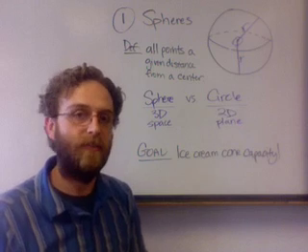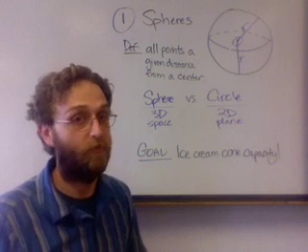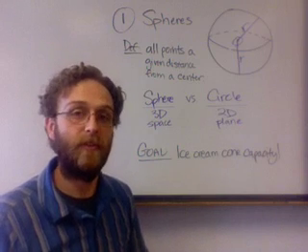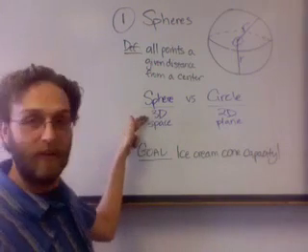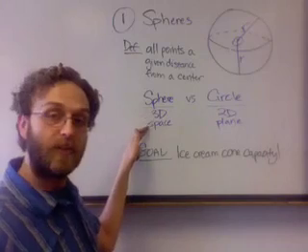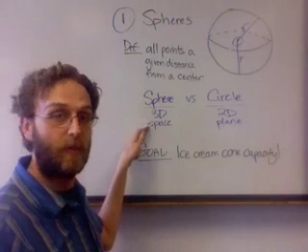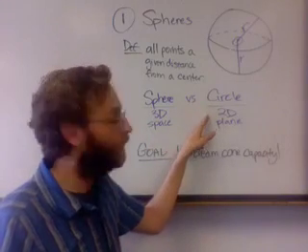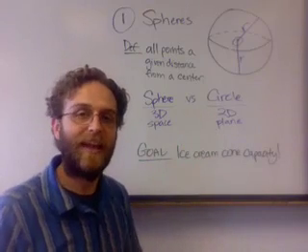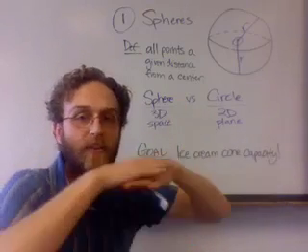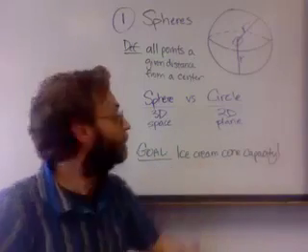So let's compare a sphere to a circle. They're both round, and often they're confusing because they're so similar. So a sphere is in 3 dimensions, so it's also in space, 3-dimensional space, whereas a circle is just in 2 dimensions. It's on a 2-dimensional plane. It's flat. It doesn't have anything other than just a flat surface.